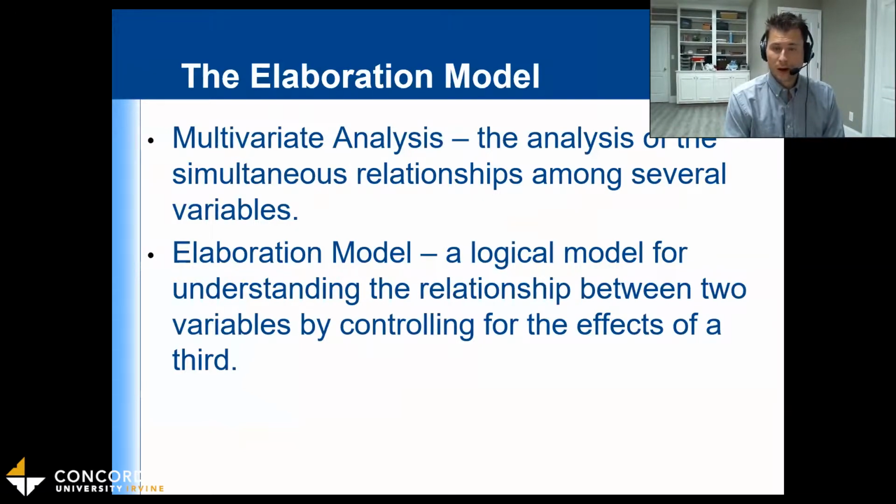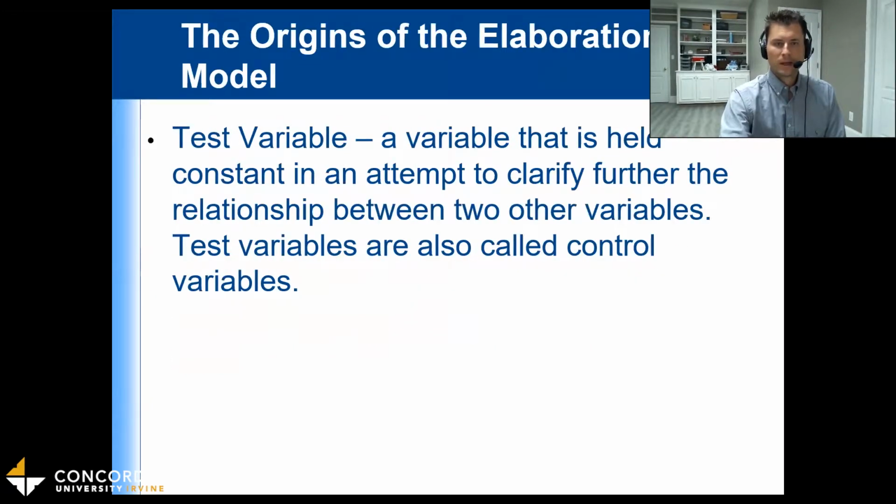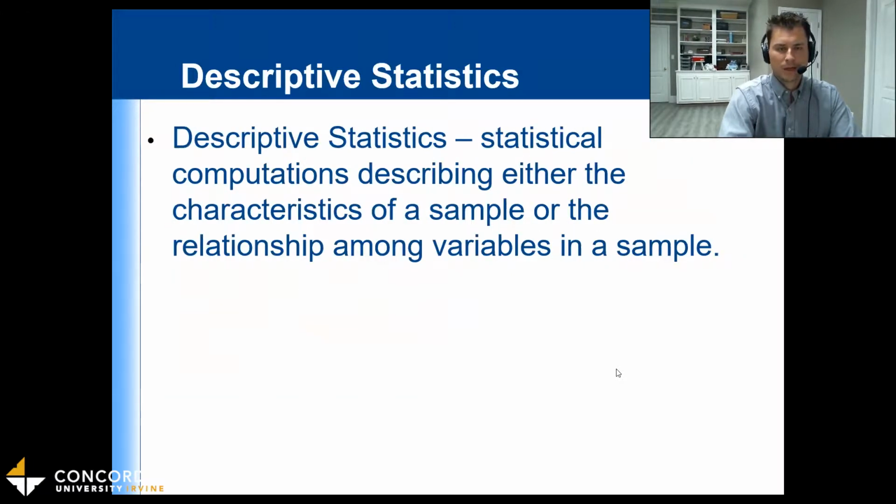Also, an elaboration model is a logical model for understanding the relationship between two variables by controlling for the effects of a third. So a moderating variable would be that third variable. An elaboration model is what encompasses those three. Test variable, a variable that is held constant in an attempt to clarify further relationships between two other variables. Test variables are also called control variables. So that's the variable that you would test in a project methodology research.